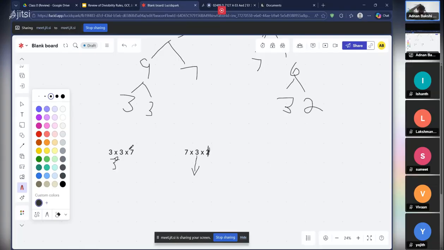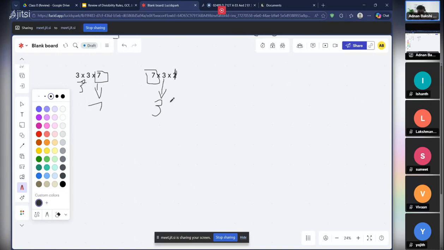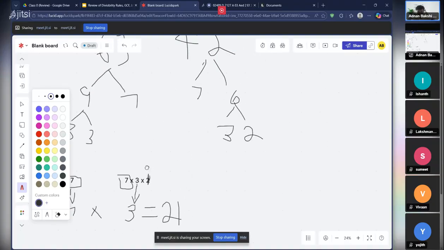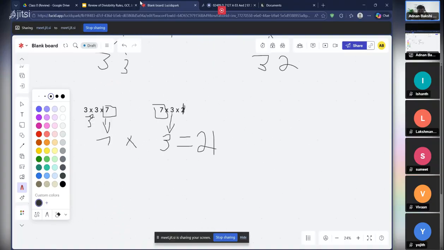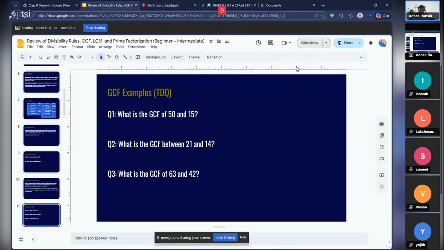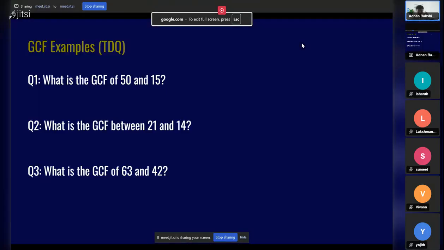So Sean, you said 3, right? But we can also see that 7 is actually in both numbers. So we also have to take that too. I think you got confused on what to do with the 7 because you didn't see a lower one. So what we actually do here is multiply these two lowest powers, and that would give us 21 as the greatest common factor. Okay, it's okay though. Still, good job. You guys did it.